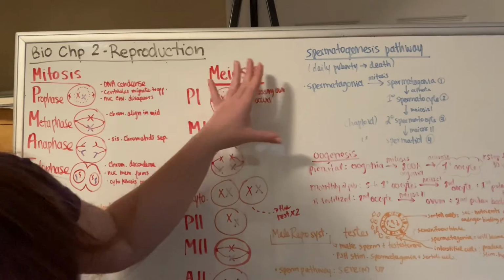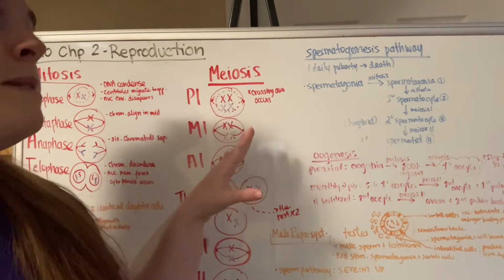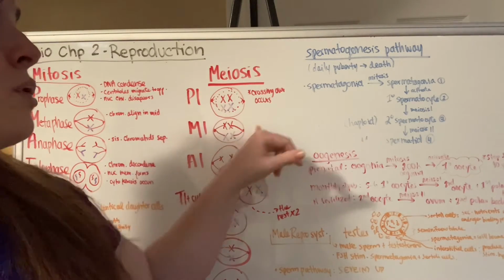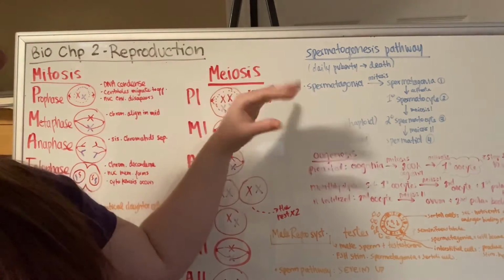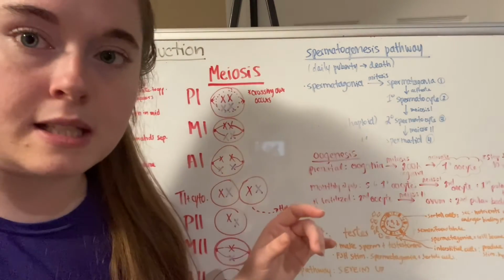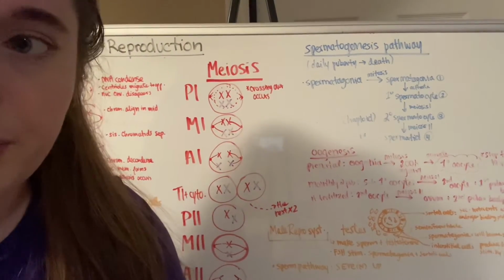Okay, so next we're going to talk about the spermatogenesis pathway. This happens in males daily from puberty to death. So this is just a simple chart to really recognize what's going on. I'm hoping you can see it. I might be able to move it closer.